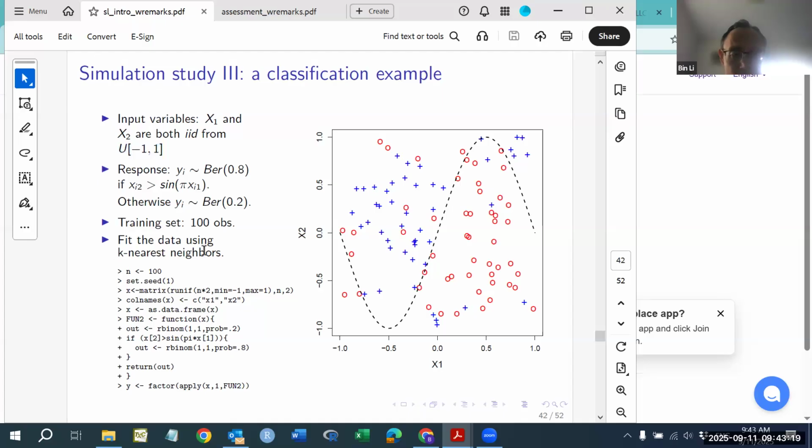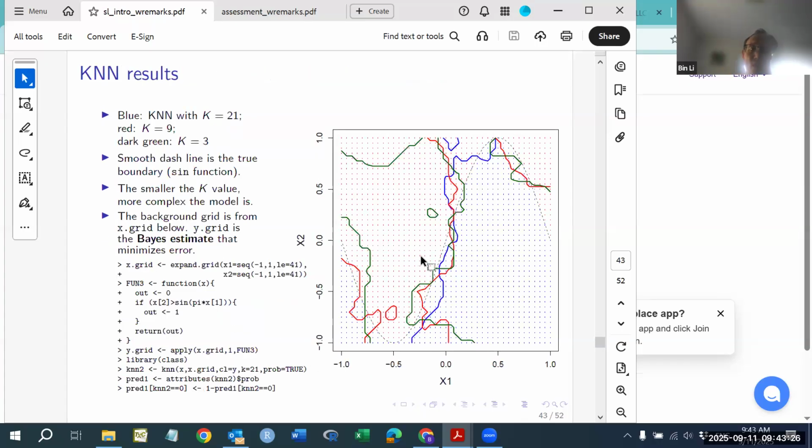And then I use k nearest neighbors to do the classification. These are the sample code, and you can play with that by yourself. You can see I showed the underlying true boundary, which is a sign function, and I have three KNN results. The first one is the blue one, which is the simplest one, because K is 21.